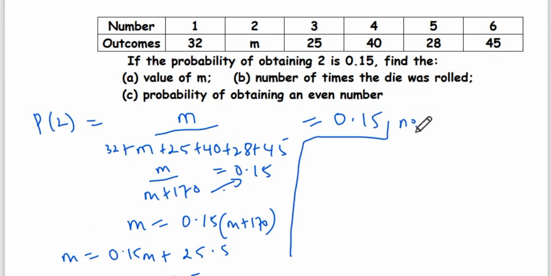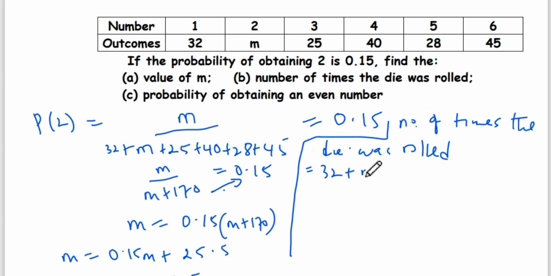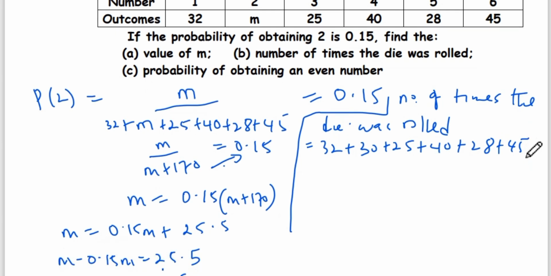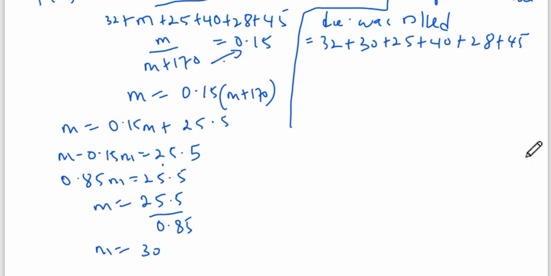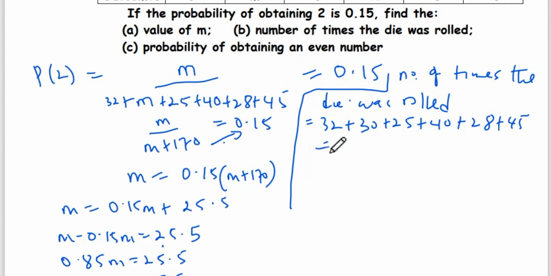The next question says the number of times the die was rolled. That means we sum up all this. That will be equal to 32 plus m, and we know m to be 30. So 32 plus 30 plus 25 plus 40 plus 28 plus 45. That gives us 200 times.